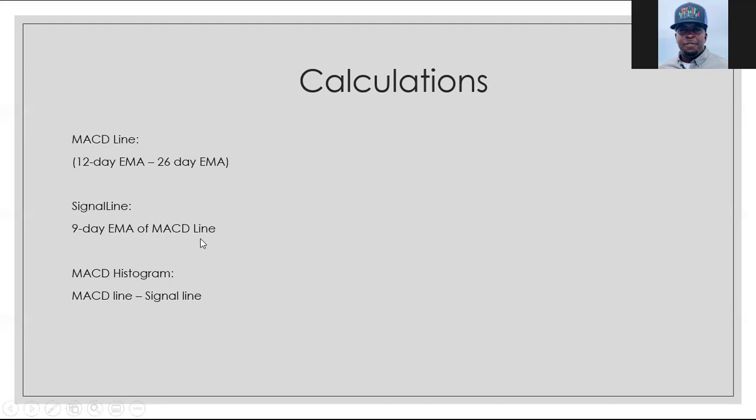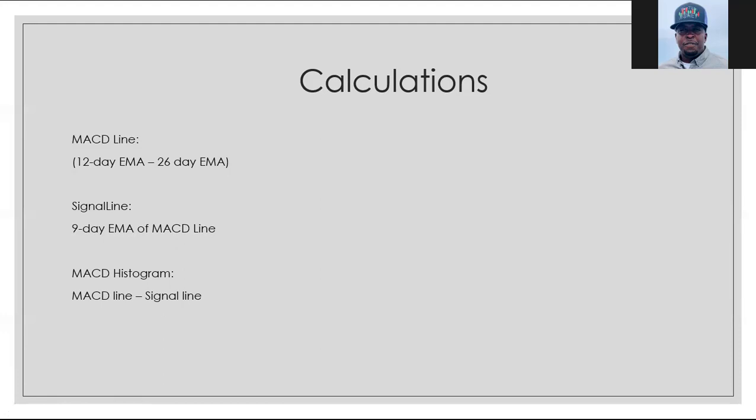This is going to be the 9-day EMA of this. And the MACD histogram is going to give you that MACD signal and the MACD line. That's what's going to be on the whole entire MACD. It's going to have the signal line and the MACD line, which is going to be the blue line and the orange line.